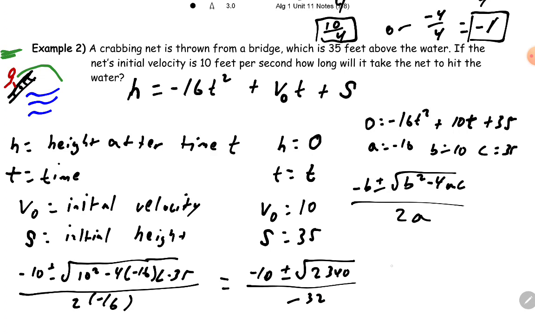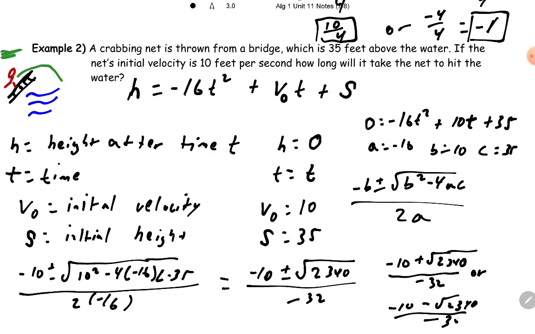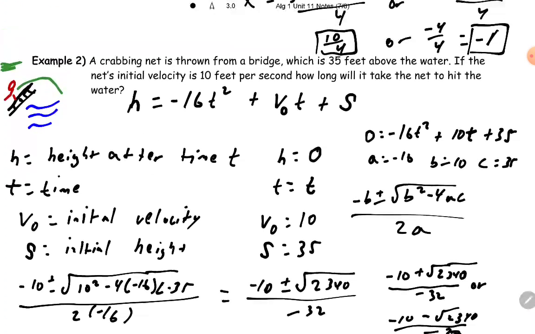So I'm going to have two things. I'm going to have negative 10 plus the square root of 2,340 divided by negative 32, or negative 10 minus the square root of 2,340 divided by negative 32. And this is where our calculator comes in. So if we add, I believe we get negative 1.2.